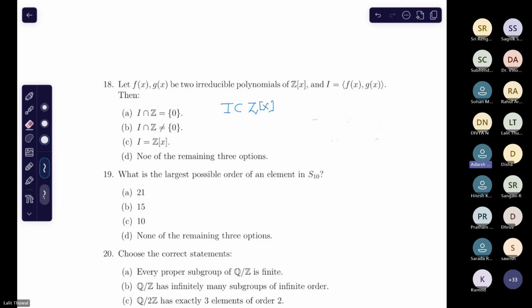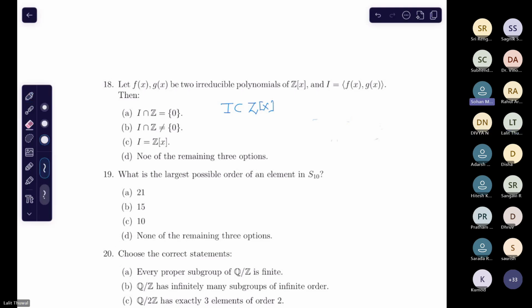And I intersection Z is not equal to 0. I did not understand that. Okay, so someone else? Sir, can I tell? Yeah, okay. Yeah, Sohan.